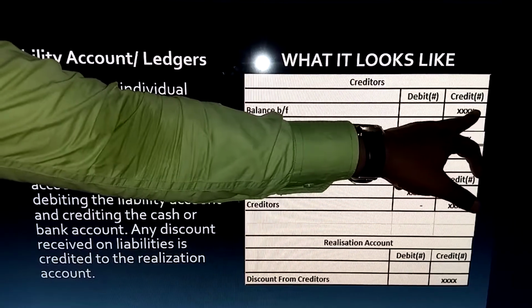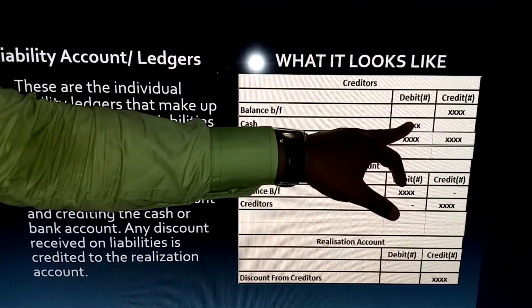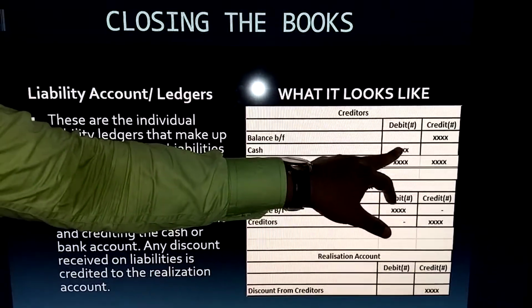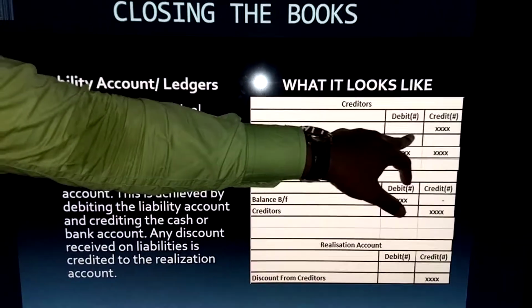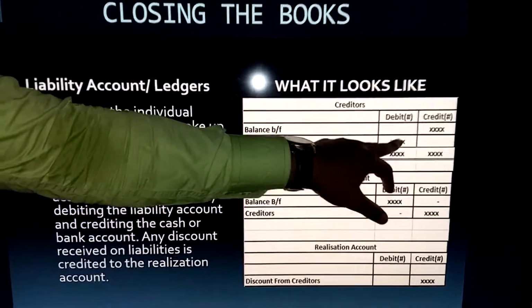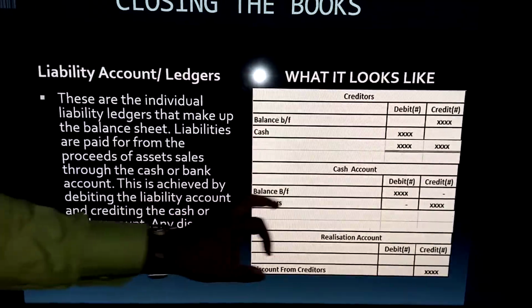So you have to pay them. So you close the account. Remember, I said in utilizing the proceed, you have to pay your external parties. So creditors form the external parties. So you close the creditors account by paying them. This is the cash here. You debit creditors to pay them, and then you credit the cash account.